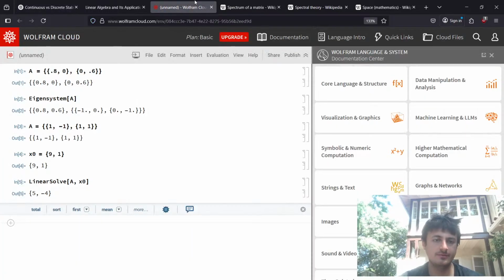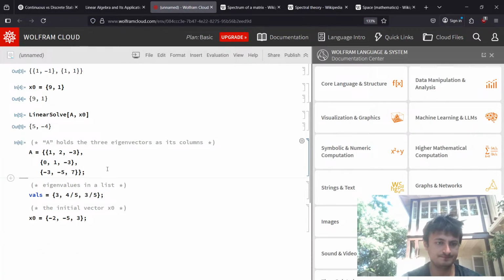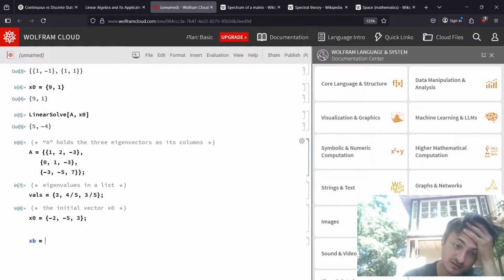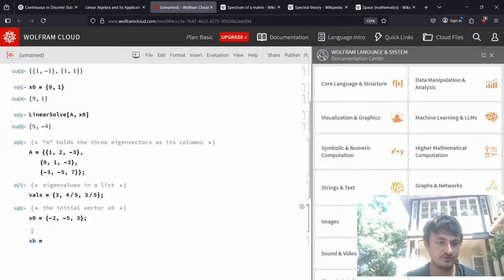Okay, so now what we can do with all this code is we can do linear, let's say, I'll call this xb, for x in the basis of the eigenbasis, or x as a coordinate vector. What I'm saying is that xb is the weights that get you x0. So really what we're solving for is A times xb equal to x0.